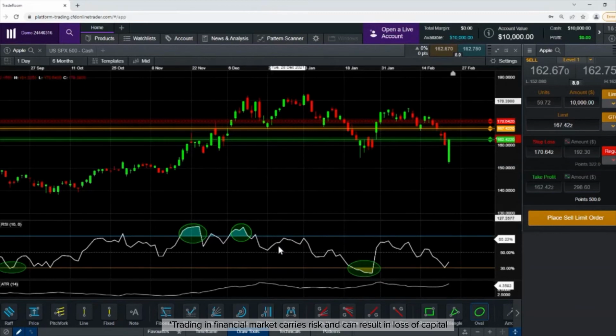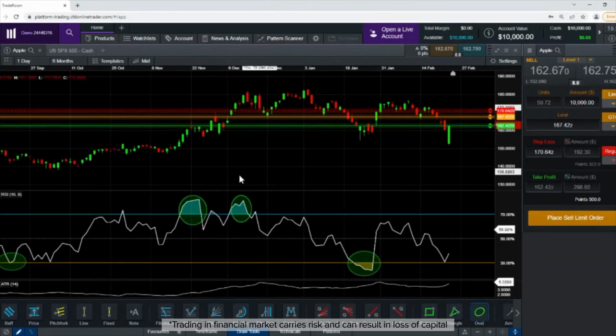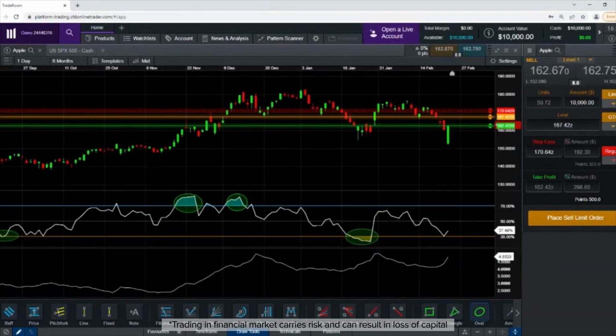But I would always recommend that you do not use only RSI. Use at least 2 to 3 different indicators that will help you identify the trend. At the same time, use your ATR to always have risk management in place, because if you do not have any stop losses, you do not have any take profit, you end up losing more.